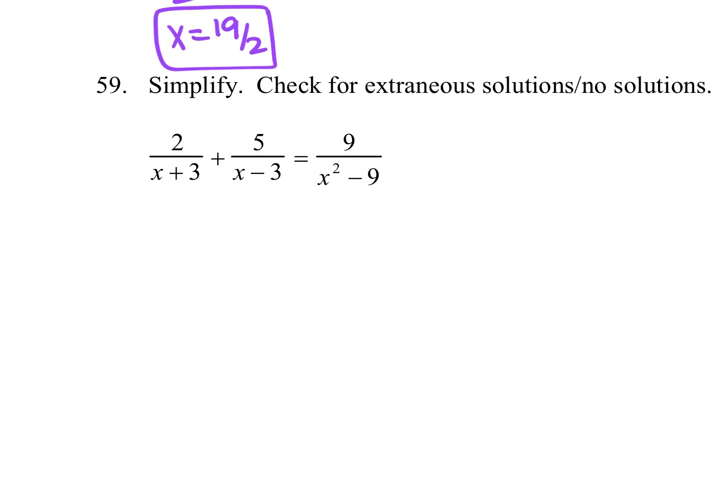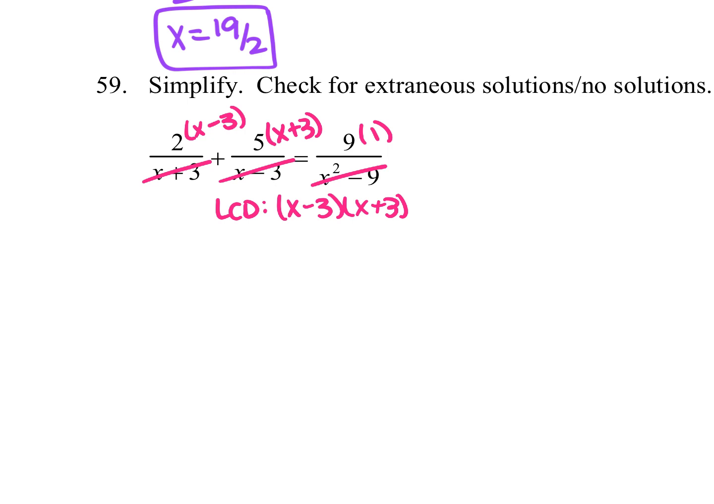For 59, you are simplifying and checking for extraneous solutions or no solutions in 2 over x plus 3 plus 5 over x minus 3 is equal to 9 over x squared minus 9. Your least common denominator here is x minus 3 times x plus 3. So that 2 is going to multiply by x minus 3, cancels out your denominator. 5 multiplies by x plus 3, cancel out your denominator. 9 is over your least common denominator, so multiply it by 1, cancel out your denominator. So that means we're going to have 2x minus 6 plus 5x plus 15 is equal to 9.